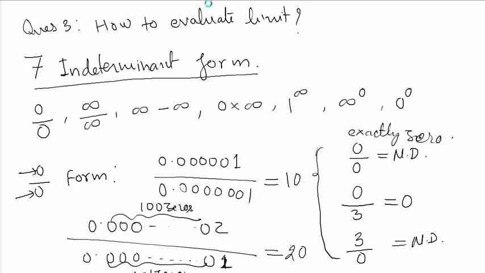Let us move on to the next indeterminate situation, that is infinity by infinity. Infinity by infinity form. Again here you can assume this is a very large number tending to infinity upon another very large number tending to infinity. It can be any ratio. This ratio can be anything. This can be 1, 2, 2000, 2 lakh, or even infinity as well.